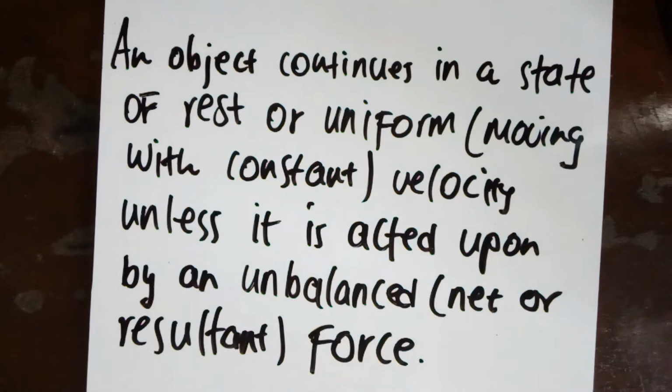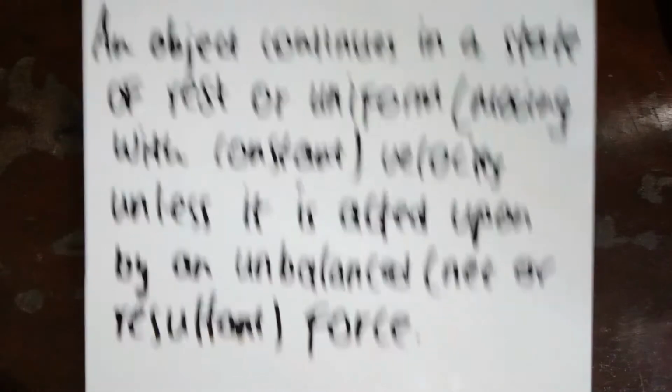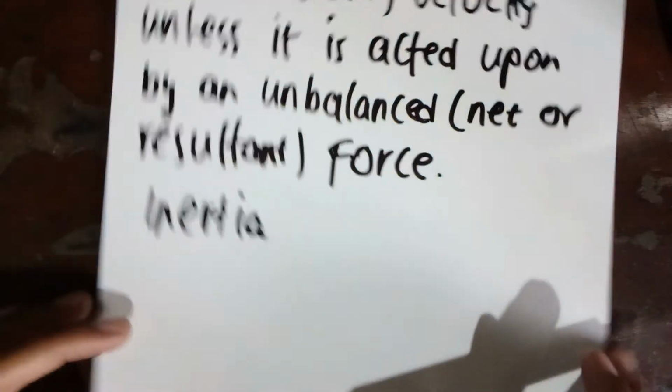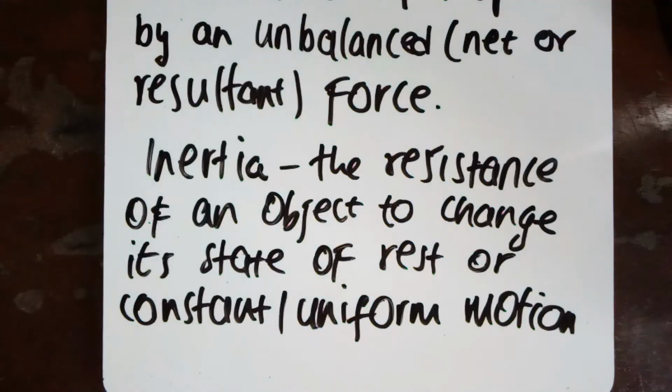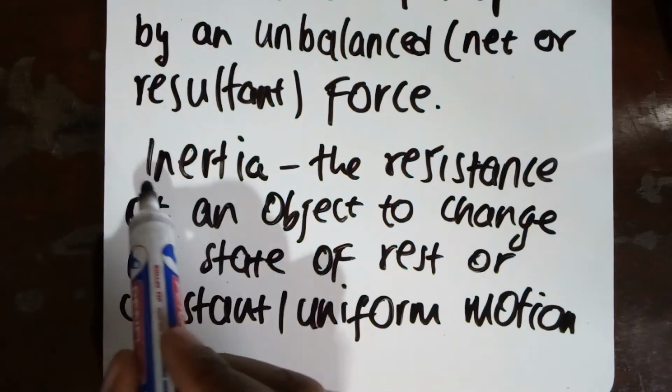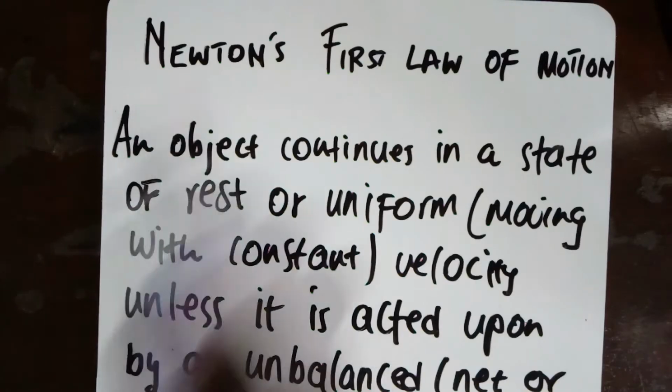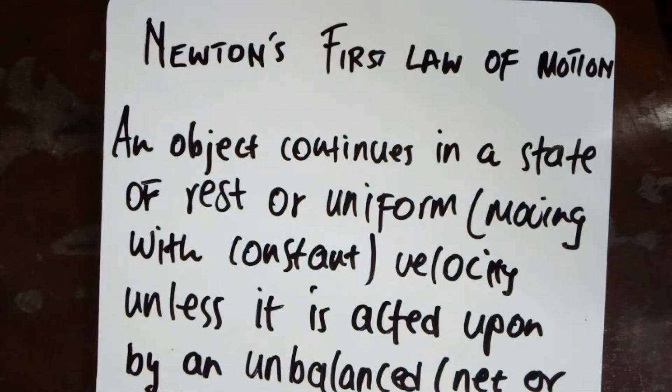So what does this mean? Newton's first law of motion is due to something called inertia, and we're going to define what inertia is shortly. Inertia refers to the resistance of an object to change its state of rest or constant or uniform motion. So it's important for you to be able to define inertia, as well as state Newton's first law of motion.